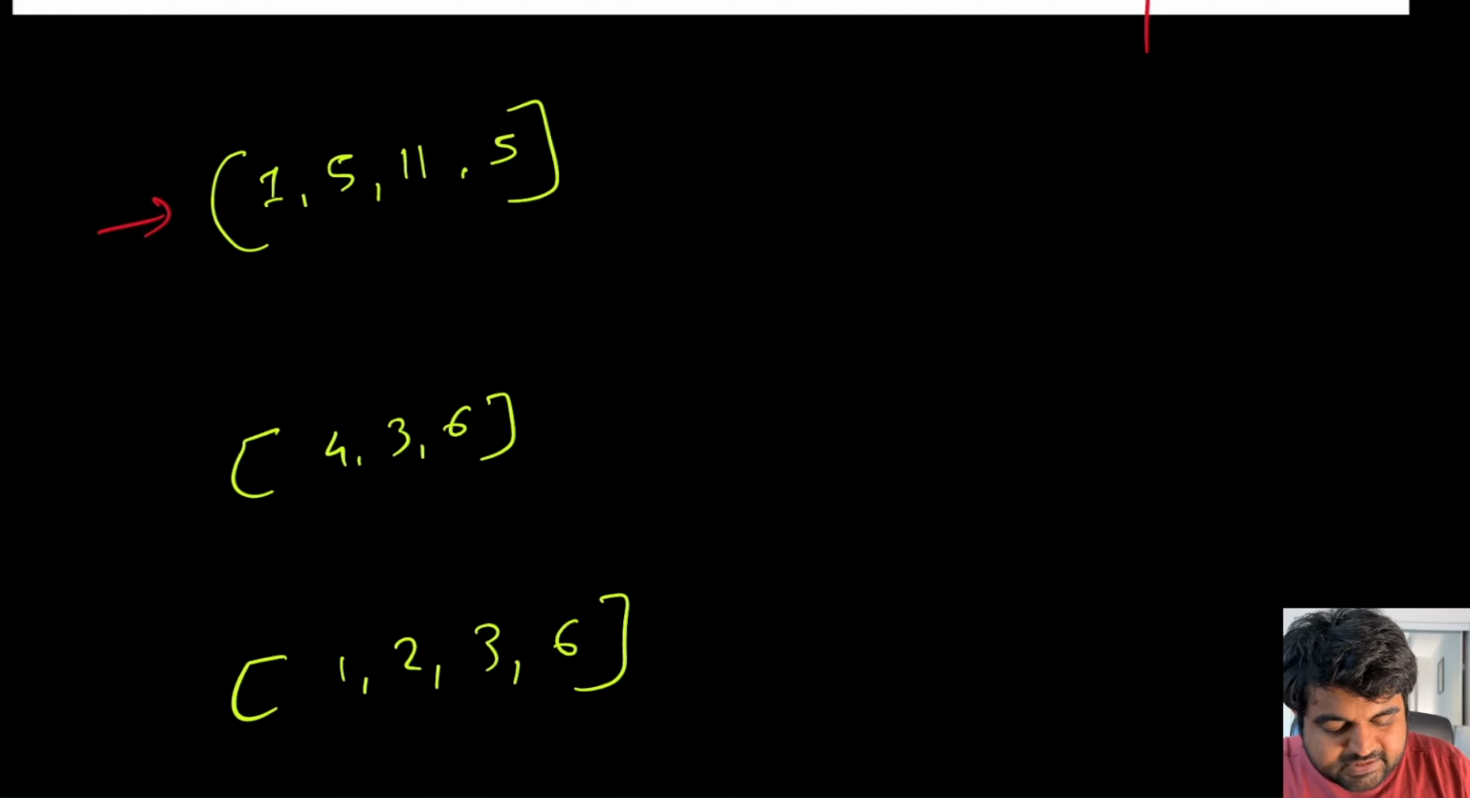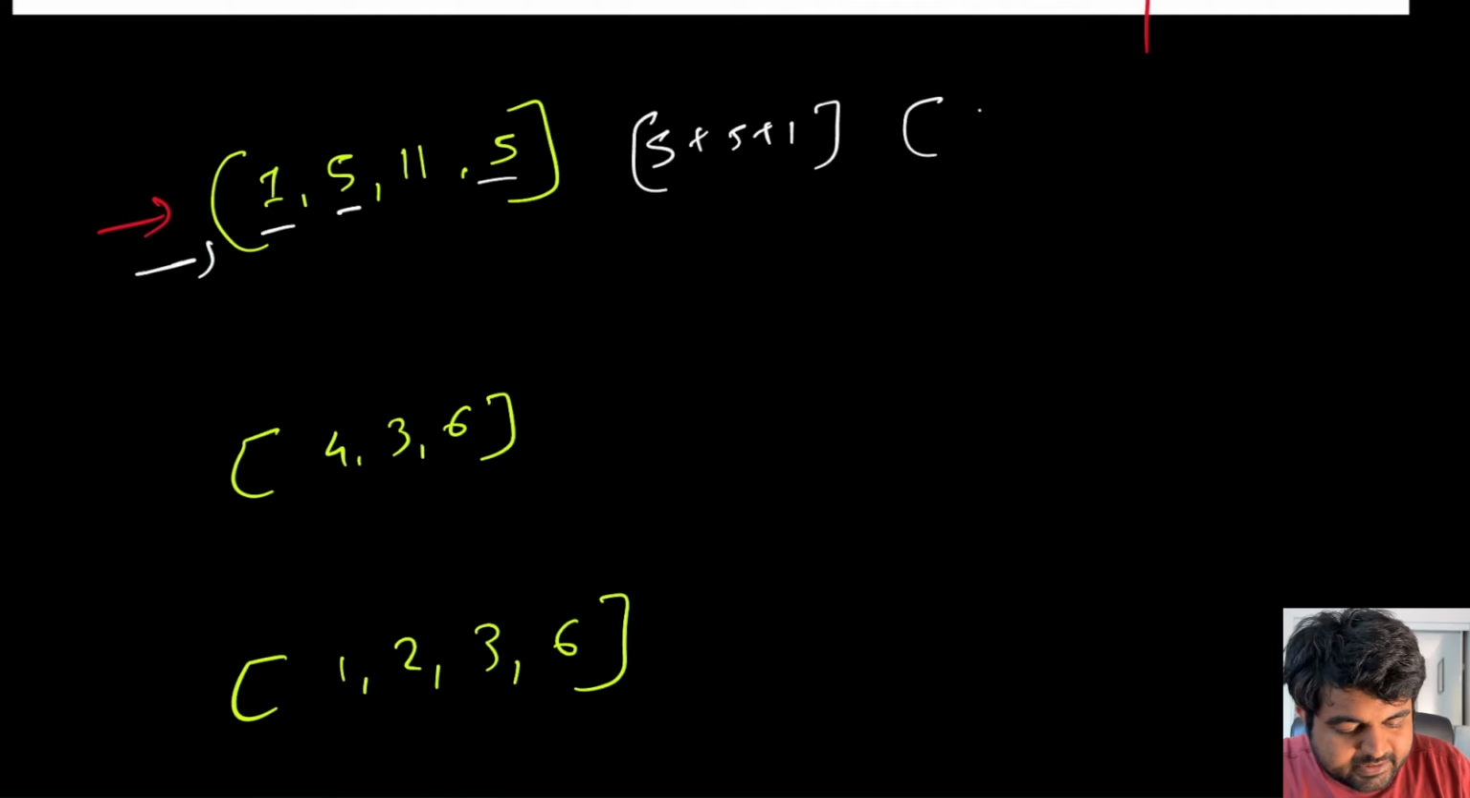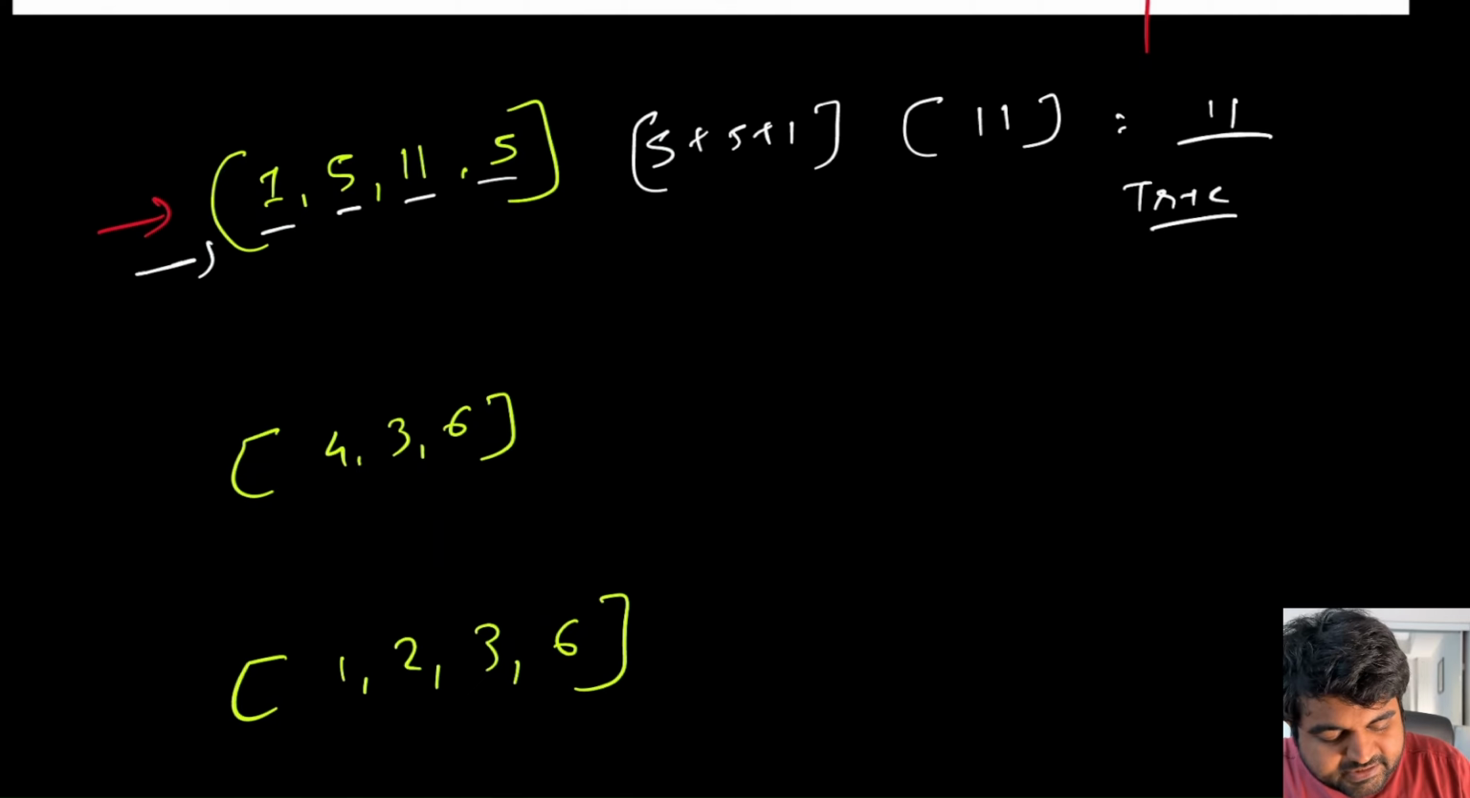Now let's try to see some examples. If we see this first example, we can see that there are four elements and we can create a sum like this, that is the sum of 5 plus 5 plus 1. So this can be one partition, and the second partition can be this value 11. And if we check the sum of both of them, they turn out to be 11. So in this case, we can return true, that we can create a partition such that the sum of all the elements in both the partitions are equal to each other.